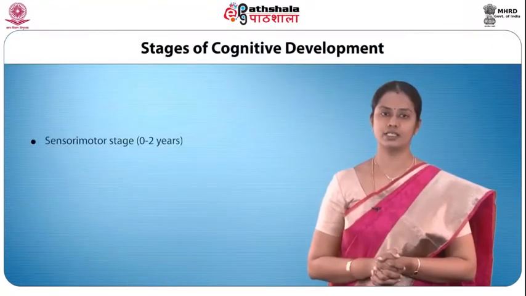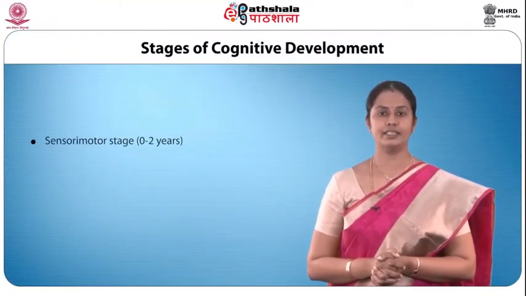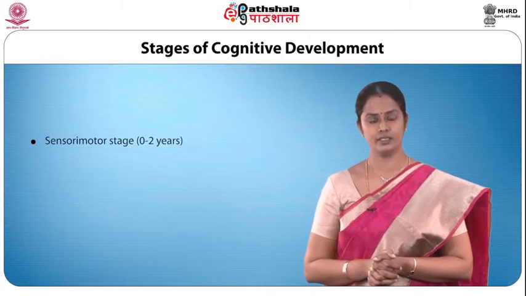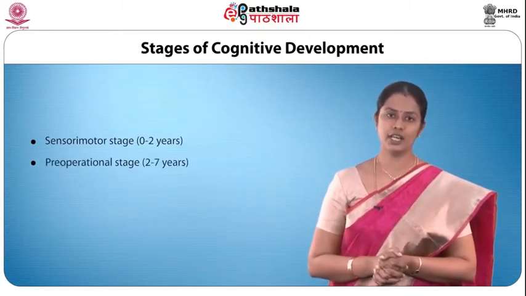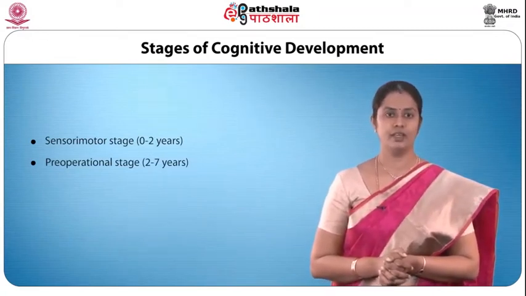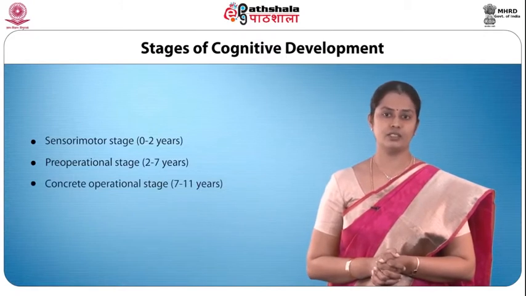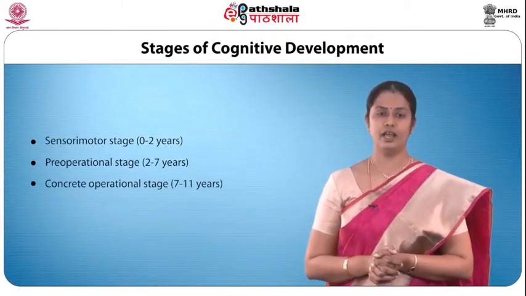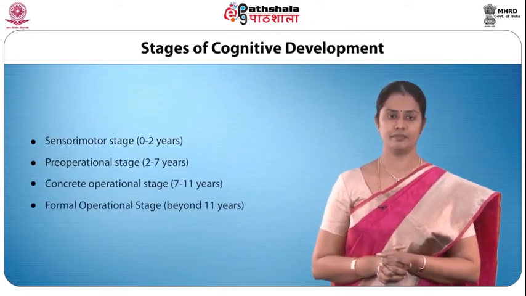The 4 stages are the sensory motor stage, which starts even before birth and extends till 2 years. The second one is the pre-operational stage, which initiates at the 2nd year of the baby and extends up to 7 years. The 3rd one is the concrete operational stage, from the 7th year to 11 years of the child, and the formal operational stage beyond 11 years.